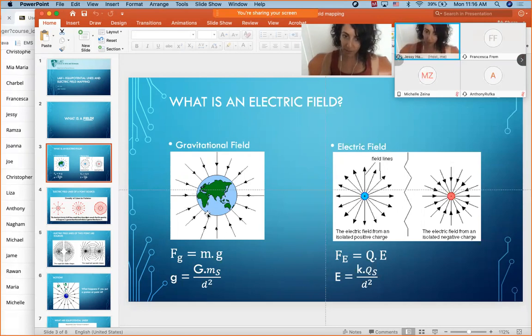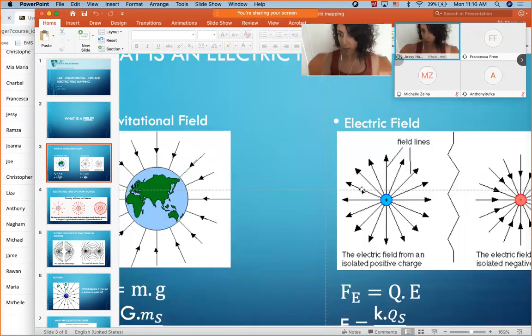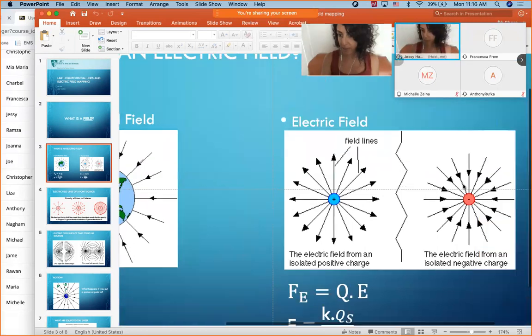Going back to gravity, you have a source of mass and you have a gravitational field that is inward and radial. For the electric field, you can have a positive charge or a negative charge. This is a source, and the electric field is radial around it, outward in the case of a positive charge, and inward in the case of a negative charge.